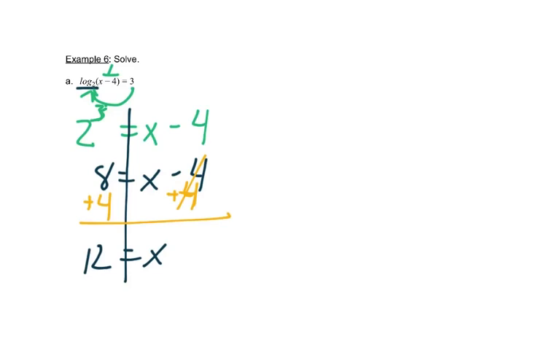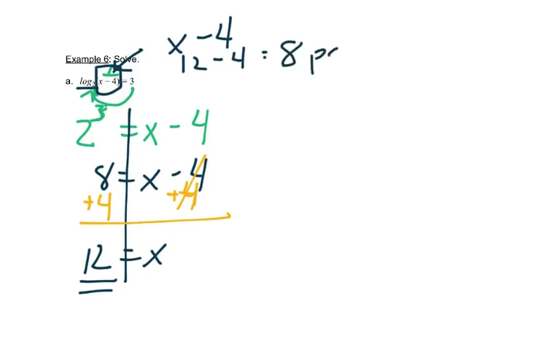Now what we mean by making sure it doesn't give us a negative number is we have to look at this inside piece, this x minus 4. And if I stick this 12 into that spot in place of x, I get a positive number. And as long as that's a positive number, we're fine. If that becomes a negative number, then we have to cross out that answer.